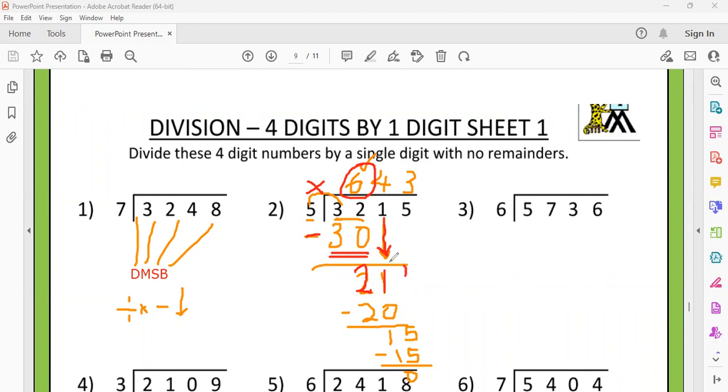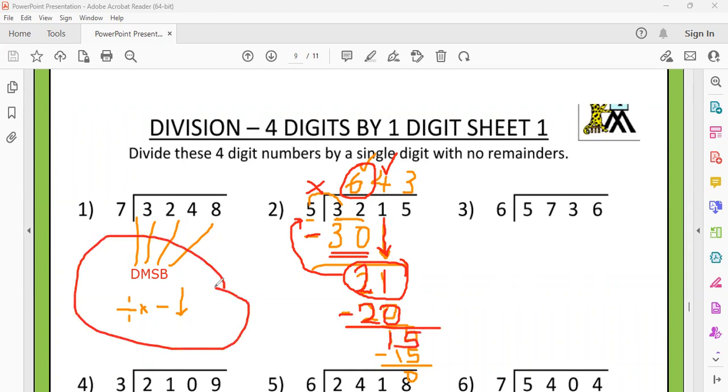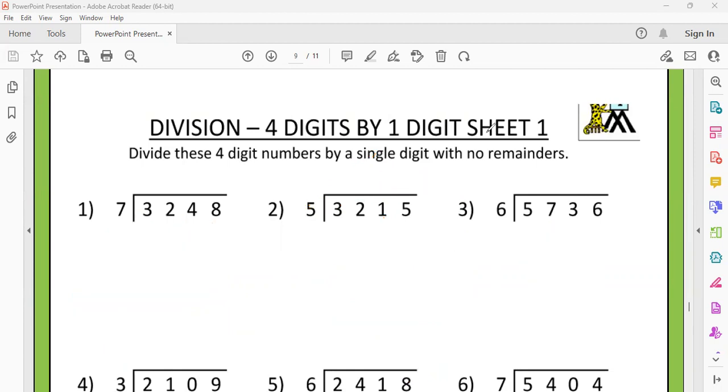Then you repeat. 21 divided by 5. You see, the division comes back again. 4. Then 4 times 5, 20. Okay? 21 minus 20, 1, subtract, and then bring down. So repeating this process is what's going to be your long division. Now in my next lesson, I will teach you something called short division. Until then, this all has to be done before we can go on to short division.